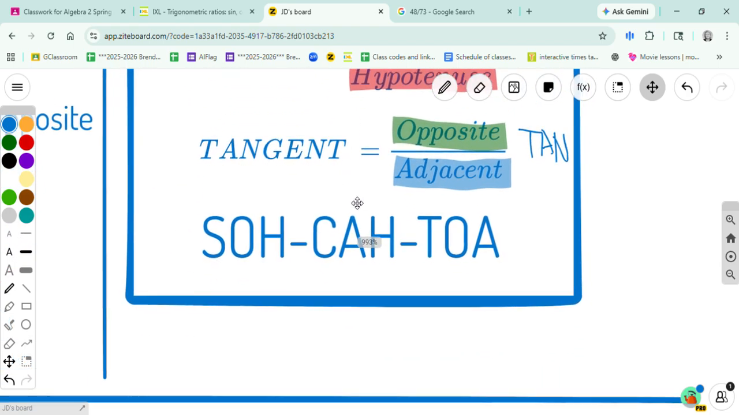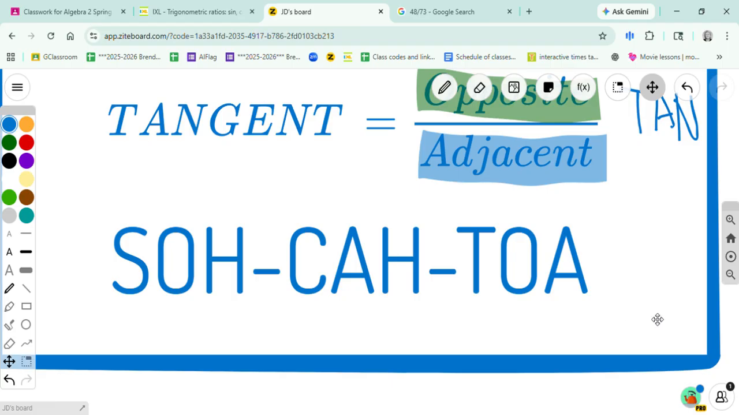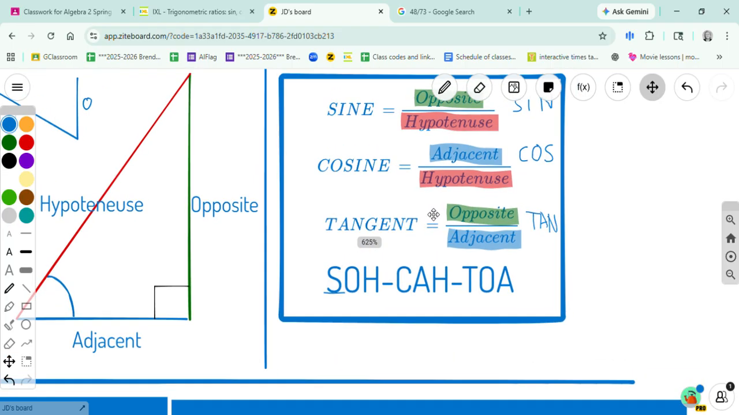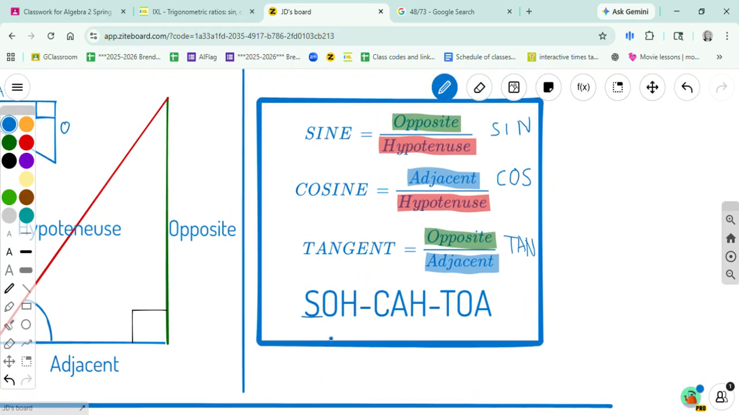So, we have a mnemonic, SOHCAHTOA. Feel free to write this down. When we have the sine of an angle, it's the opposite over the hypotenuse. So, S-O-H. When we have the cosine, it's the adjacent over the hypotenuse. CAH. And for tangent, it's the opposite over the adjacent. TOA, T-O-A.